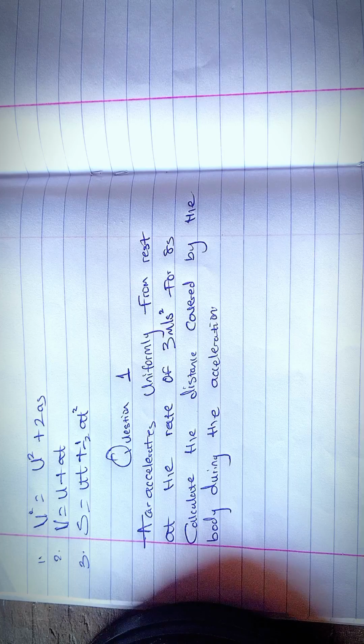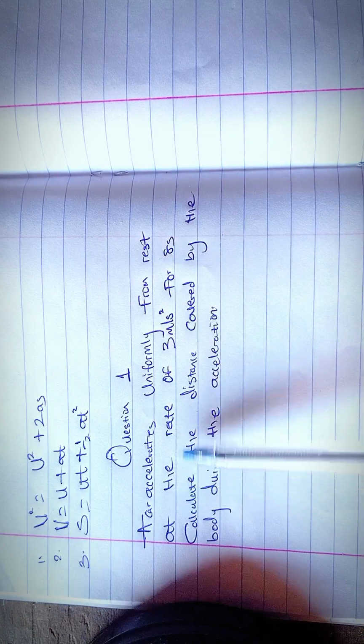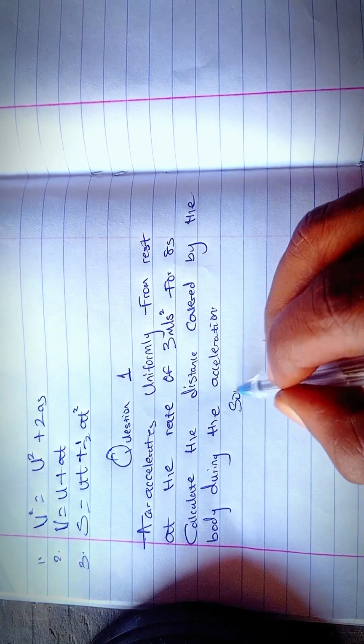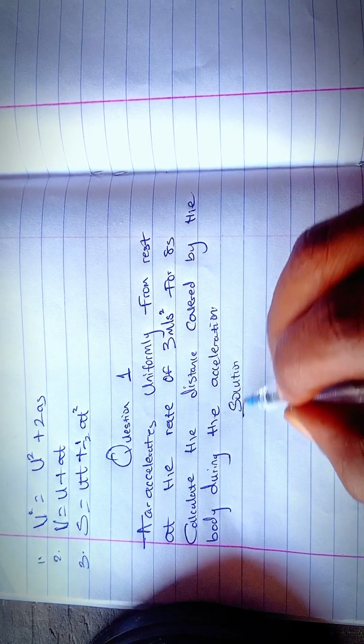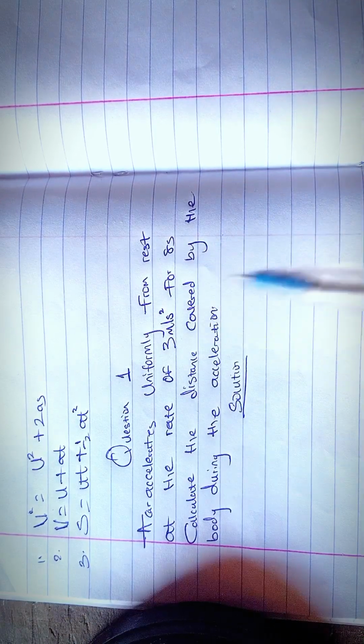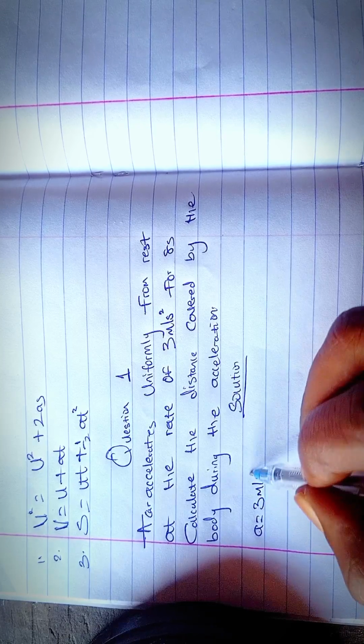Now this one says a car accelerates uniformly from rest at the rate of 3 meters per second square. So I'm going to go ahead and write the solution. The car accelerates at what? 3 meters per second square. So acceleration a is 3 meters per second square.